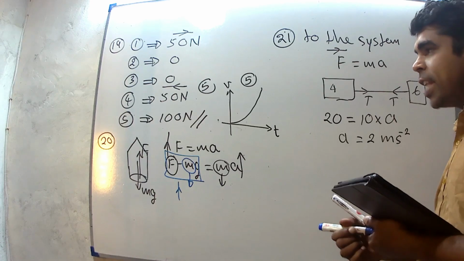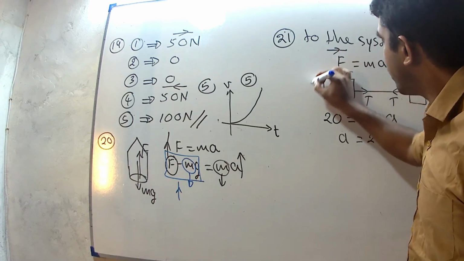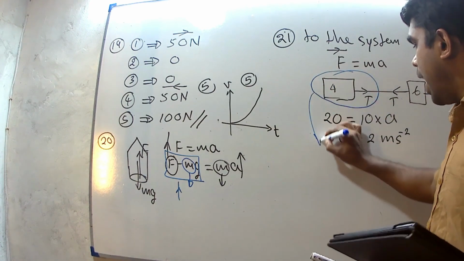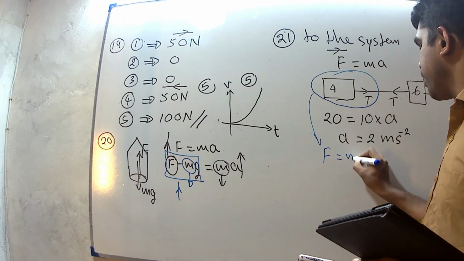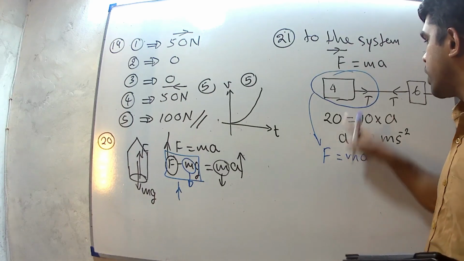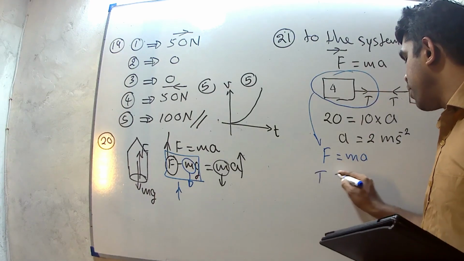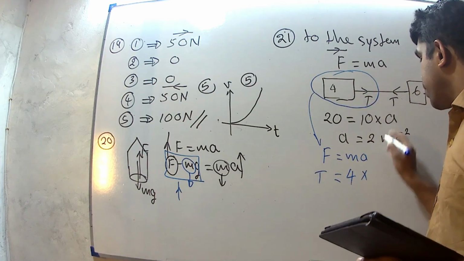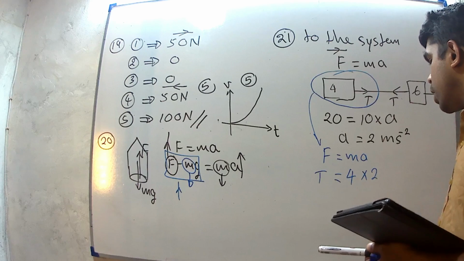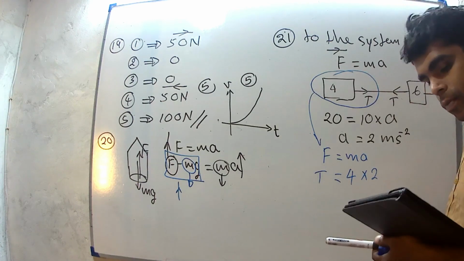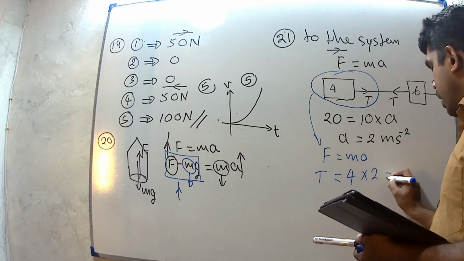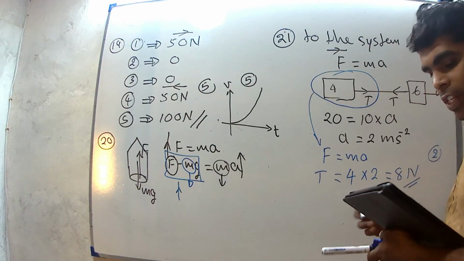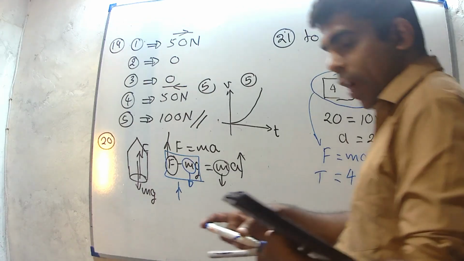Now we have to find the tension. When finding tension, we can consider only this part, only this object, and we can use F equals ma. Force, tension, there is only one force on this object. Mass 4, acceleration is found as 2. Then 4 into 2, 8 Newton. Answer is 2 for the question number 21.